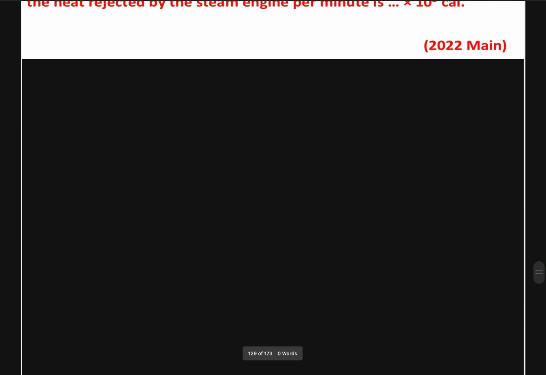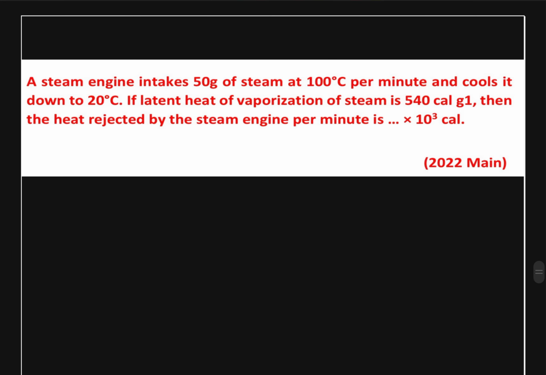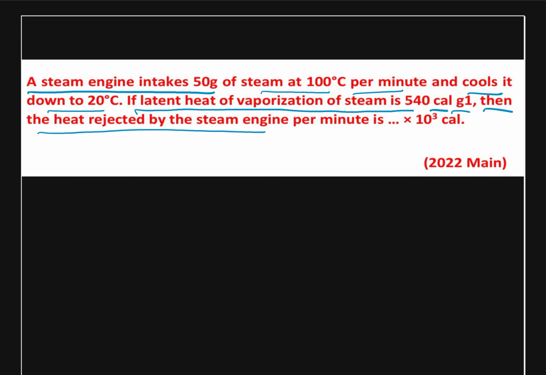Next question. It states that a steam engine intakes 50 gram of steam at 100 degree centigrade per minute and cools it down to 20 degree centigrade. If latent heat of evaporation of steam is 540 calorie per gram, then the heat rejected by the steam engine per minute is. So we have to find out the heat rejected per minute.